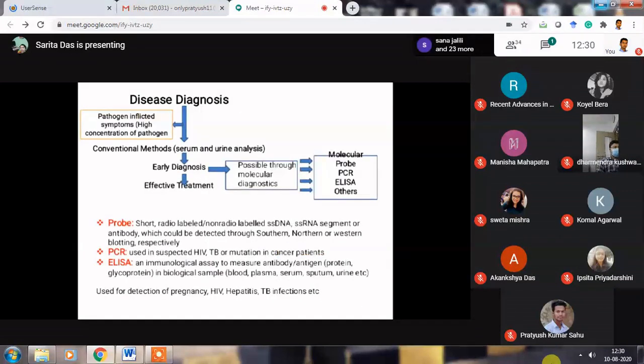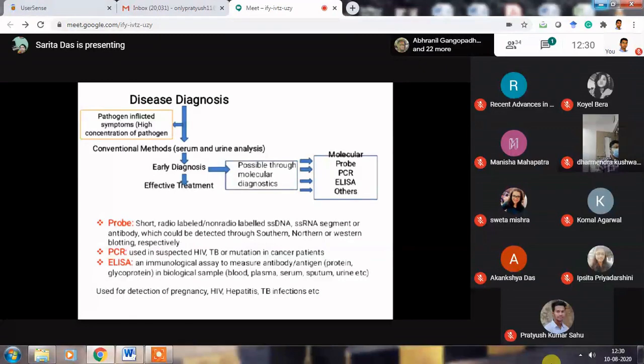Then coming to disease diagnosis. Disease means dis-ease. So any suffering, if it is somewhat different from your normal health condition, is considered to be a diseased condition. And according to the conventional methods, meaning how diseases were diagnosed earlier, and now what is the difference in the diagnosis, that is what I want to focus on.